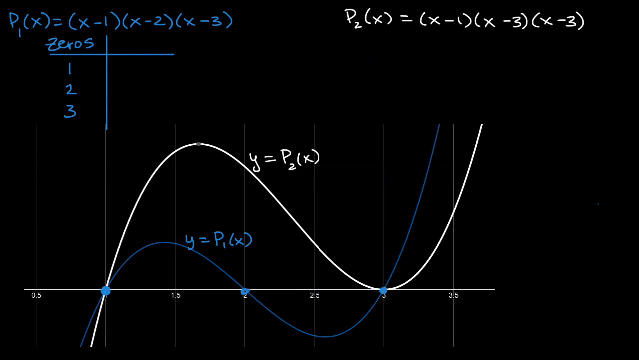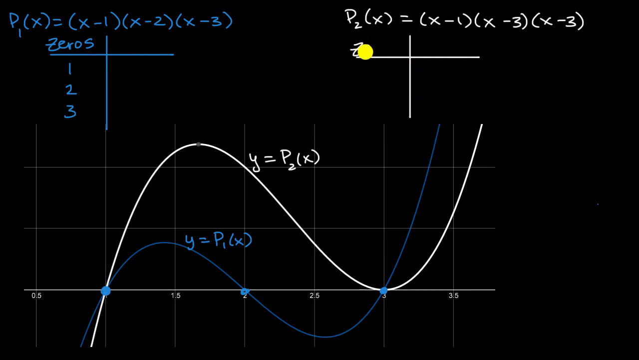Now what about p2? Well, p2 is interesting because if you were to multiply this out, it would have the same degree as p1. In either case, you would have an x to the third term. You would have a third degree polynomial. But how many distinct, unique zeros does p2 have? Pause this video and think about that. Well, let's just list them out.